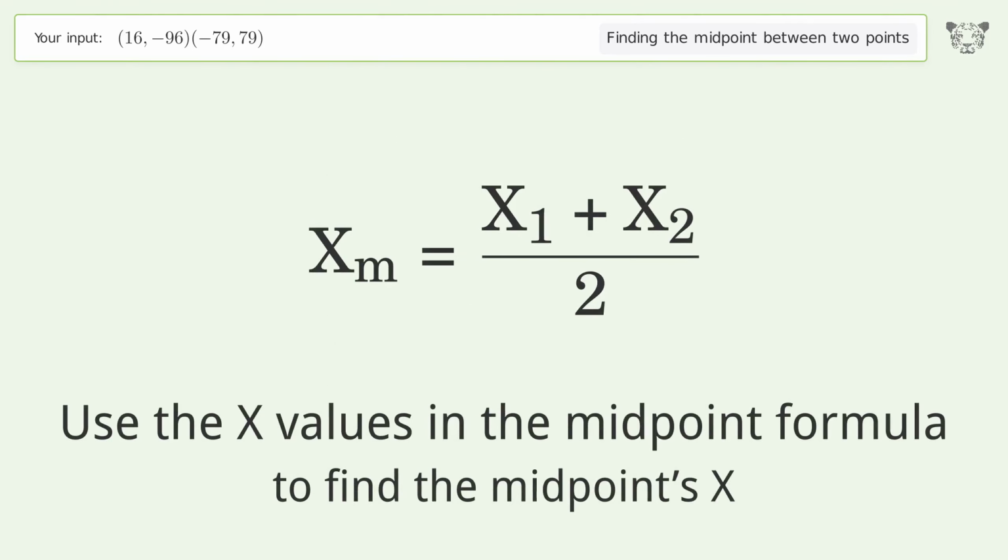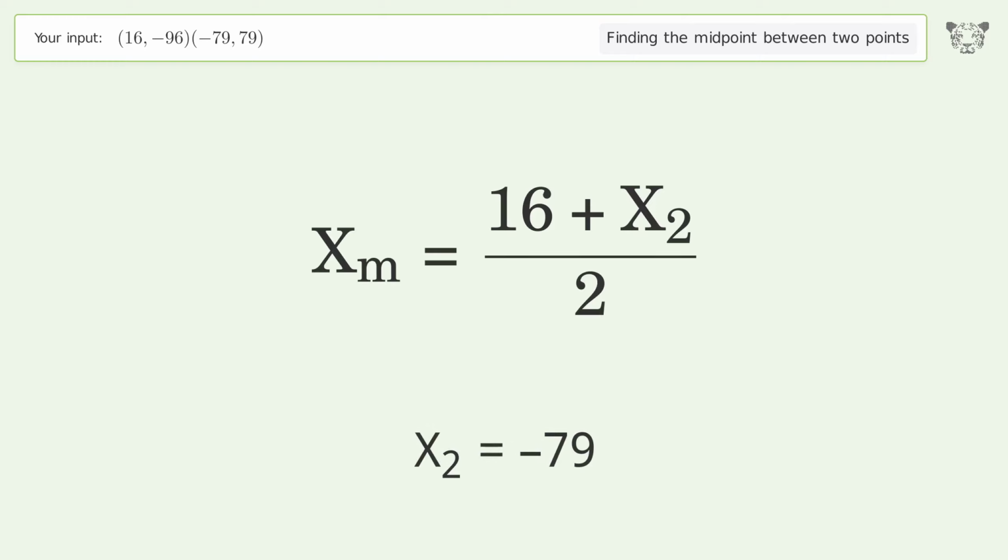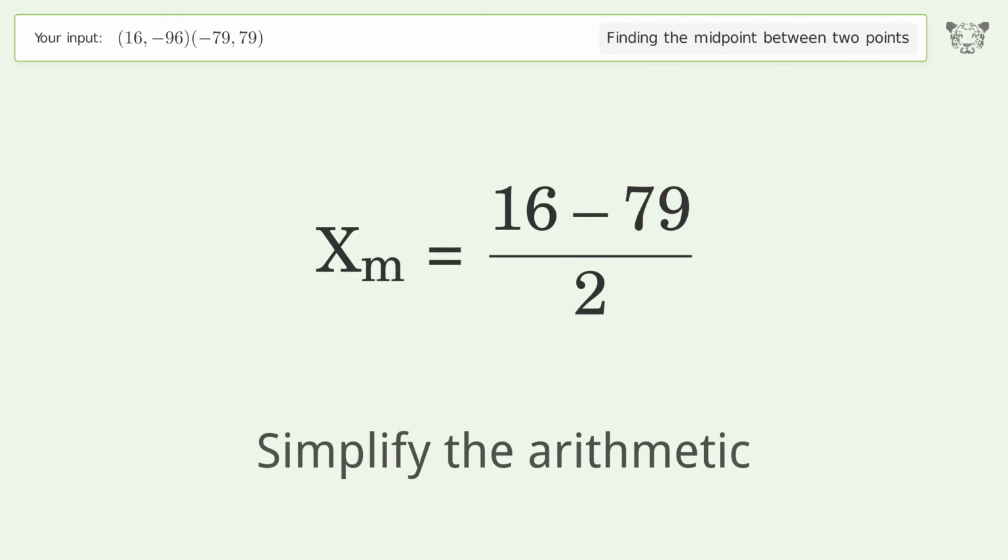Use the x values in the midpoint formula to find the midpoint's x. x1 equals 16. x2 equals -79. Simplify the arithmetic.